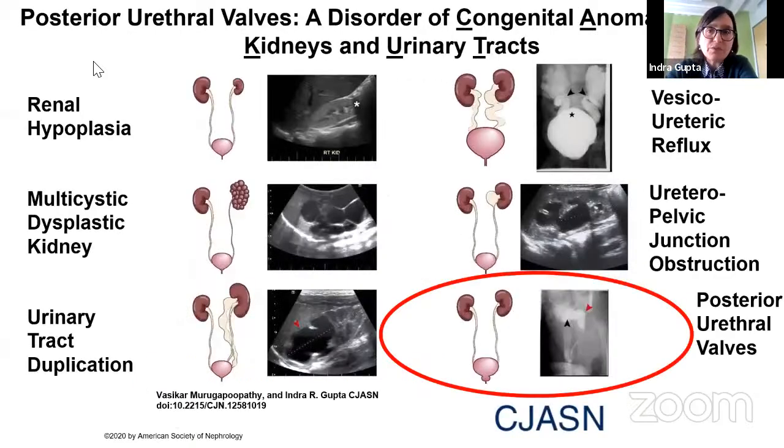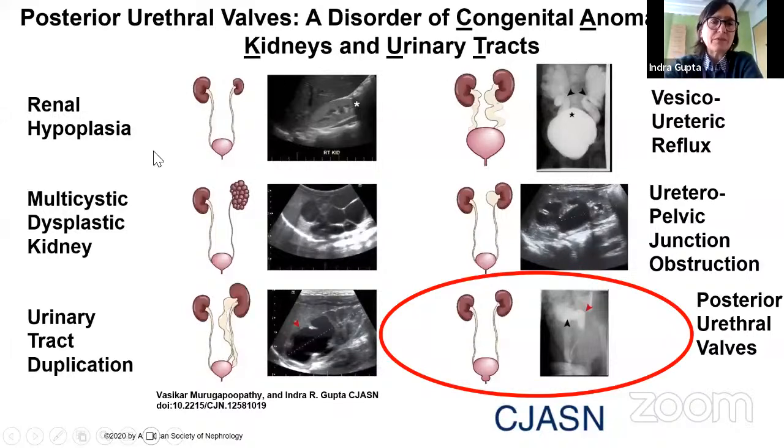So posterior urethral valves is one diagnosis along the spectrum of abnormalities that I show in this slide. These are all different types of congenital anomalies of the kidney and urinary tract. I think when we think about the term CAKUT, it's imprecise, unfortunately. It's imprecise because we don't really understand why one patient gets a small kidney, another patient gets valves, another person gets vesicoureteric reflux.